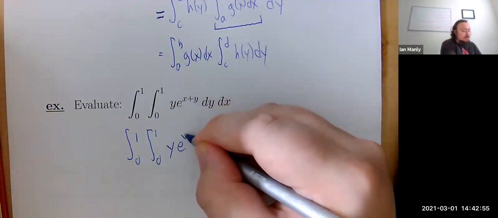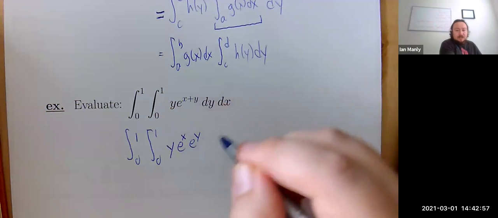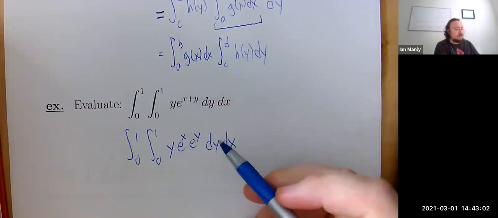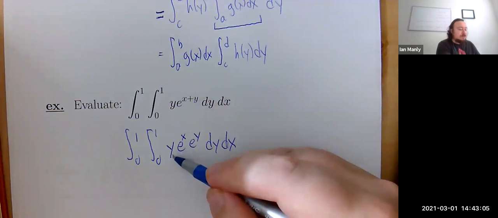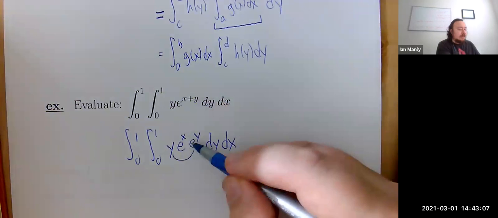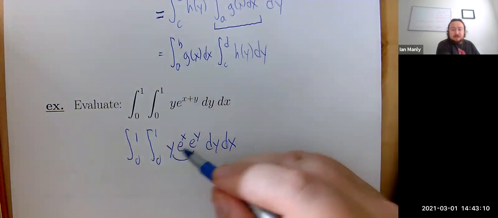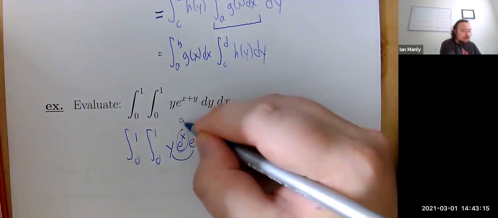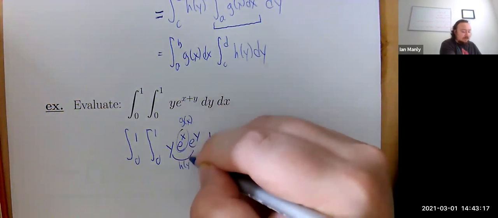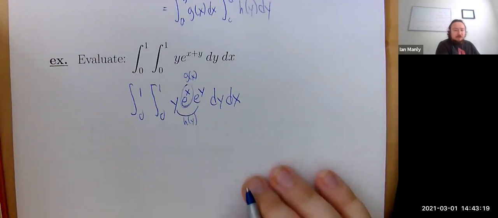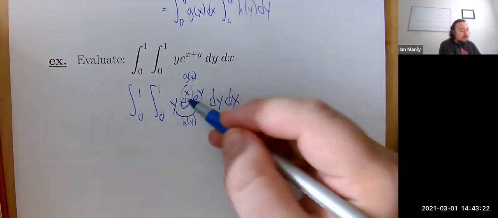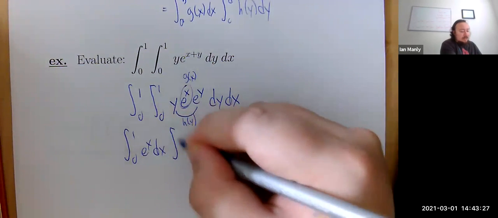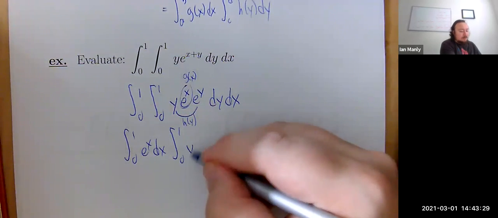Exponent rules dictate that this is going to be e to the x times e to the y. That's what addition does with exponents. But then what I can do is regard my h of y as this part right here, and then my g of x can just be this. So this is g of x, and this is h of y. So what I do is I split my integral into two pieces. I have the g of x part, and then I have the h of y part.